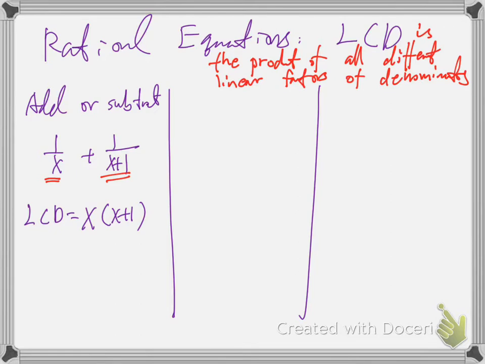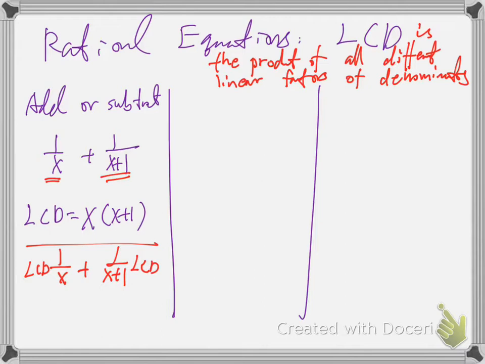Then the next step is everybody multiplied by the LCD, and then you get a new expression. So here we need to change everybody to the LCD.